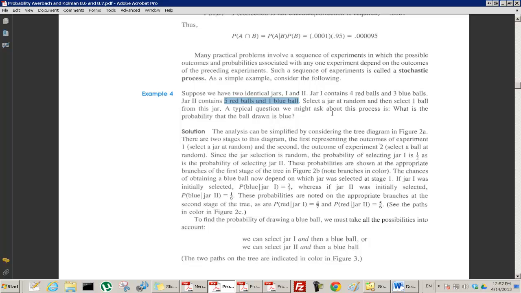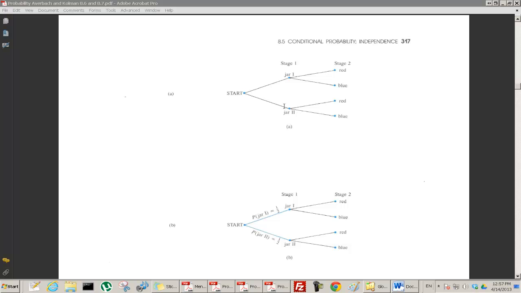A typical question we might ask about this process is, what is the probability that the ball drawn is blue? The analysis can be simplified by considering the tree diagram in figure 2a. So here we have figure 2a. Again, we have a starting point, and we go to stage 1, and there's two possibilities. We choose one of these jars. And then once we chose jar 1, for example, there are two possibilities for stage 2, red and blue. Same thing for jar 2.